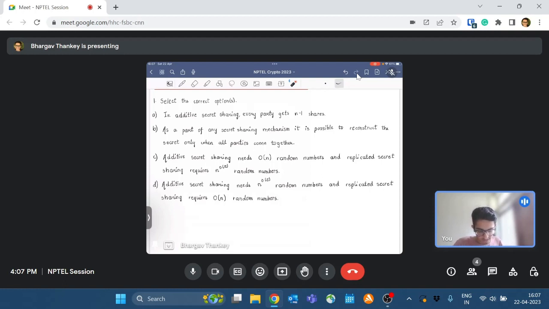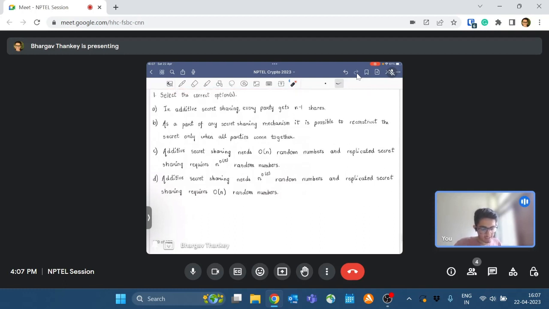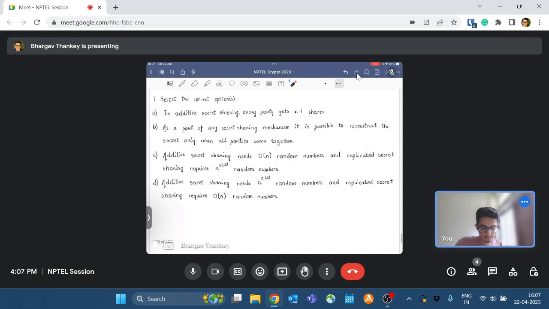And option D is: additive secret sharing needs n to the order t random numbers, and replicated secret sharing requires order n random numbers. So which of these options are correct? Okay, the correct answer is C.